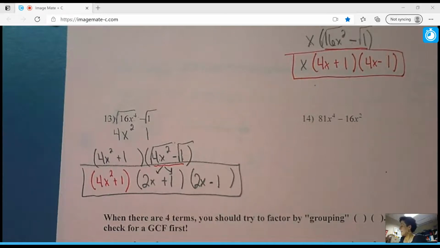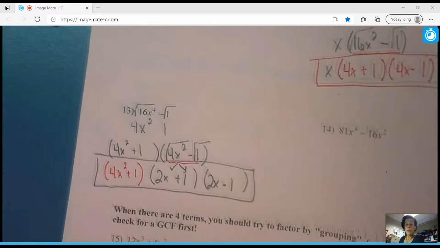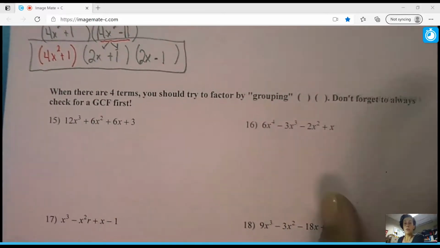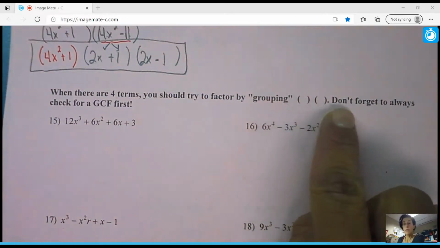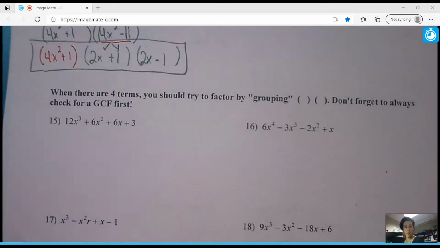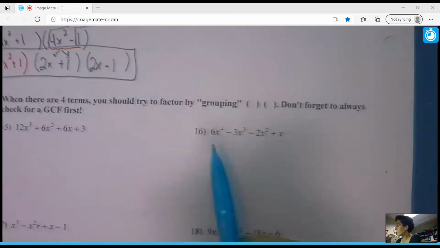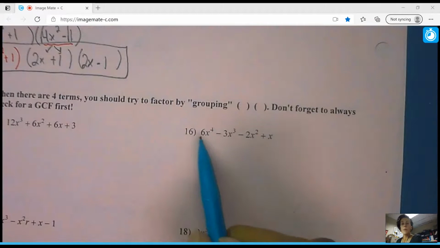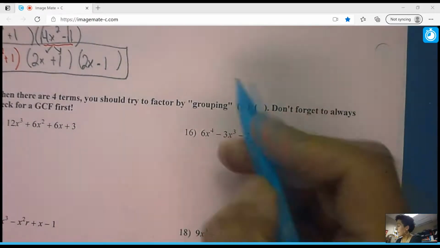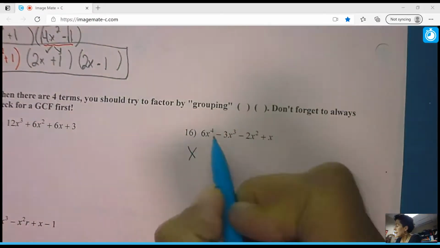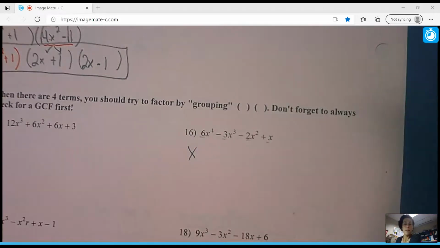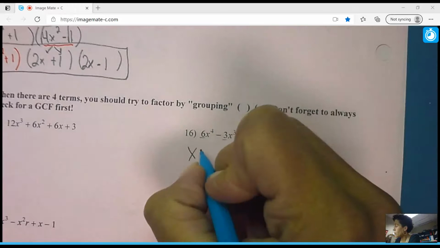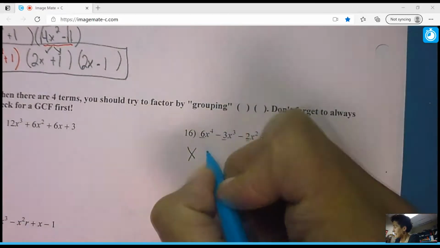So in our last section, when there are 4 terms, you're going to try to factor by this grouping method. So 2 in parentheses, 2 in parentheses. But again, don't forget to always check for a GCF first. So let's start with a problem that does have a GCF. Let's start with 16. So when I look, first I see an x out of everything, so I'm going to take an x out. And then when I look at 6 and 3 and 2 and 1, there's not a number that goes into all of this. So I'm only going to be taking an x out.